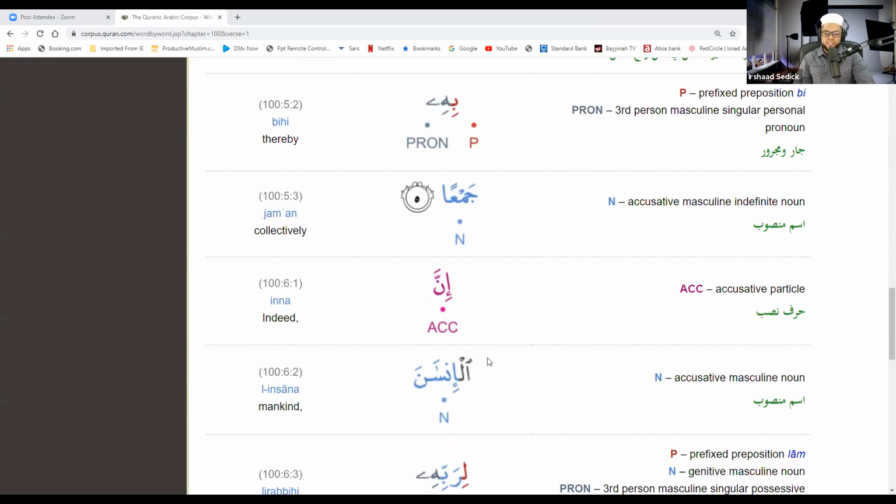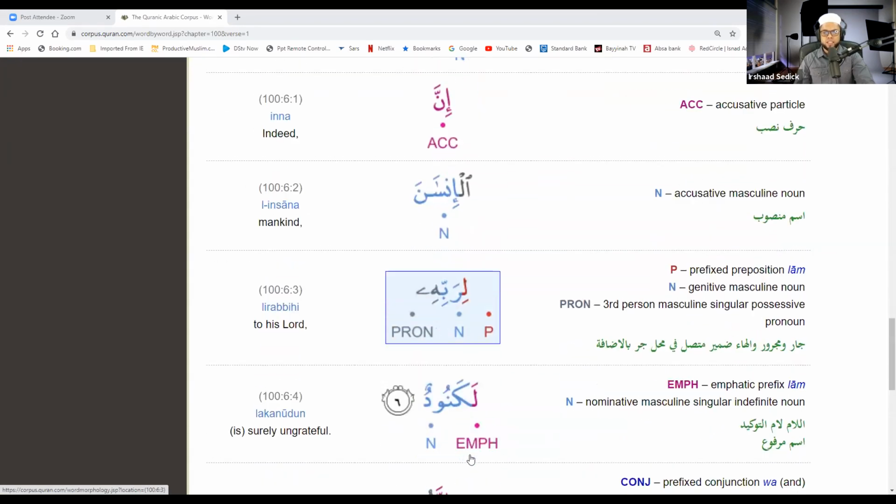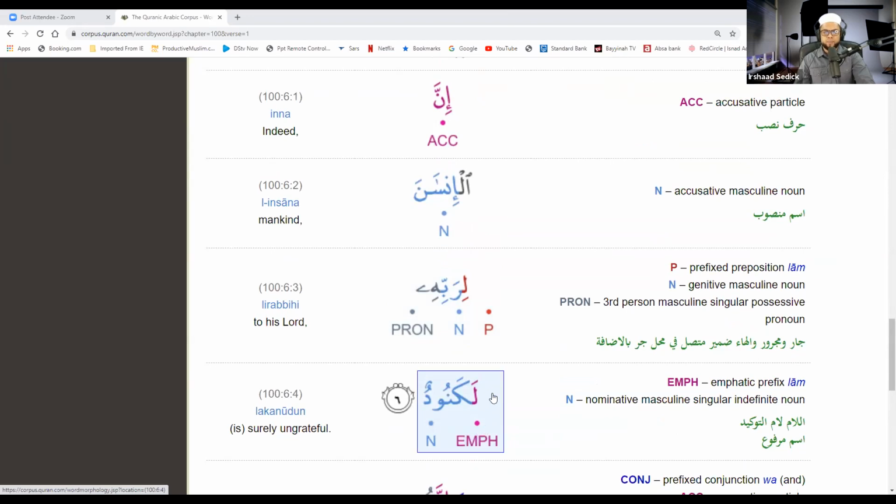Of course, now you're looking for the ism of inna. Innal insana. And there's your ism of inna. That's why it's in halatun nasb. And that's why it has a fatha. And it means, of course, humanity. Indeed, humankind. Li rabbihi. Li, harfu jar. Rabbi, ismul majroor. Hi, mudaf ilayh. So jar majroor, mudaf, mudaf ilayh, li rabbihi. Innal insana li rabbihi lakanud. La is your harfu tawkid, for emphasis, basically.